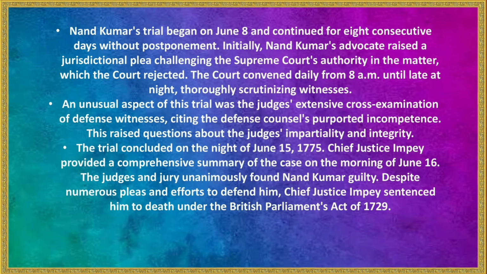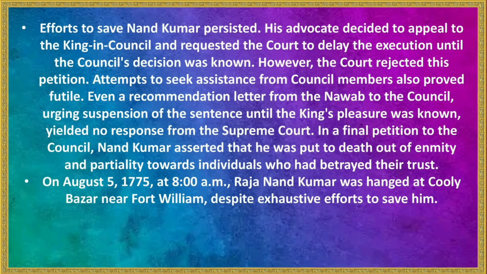Despite numerous pleas and efforts to defend him, Chief Justice Impey sentenced him to death under the British Parliament's Act of 1729. Efforts to save Nandkumar persisted. His advocate decided to appeal to the King in Council and requested the court to delay the execution until the Council's decision was known. However, the court rejected this petition.